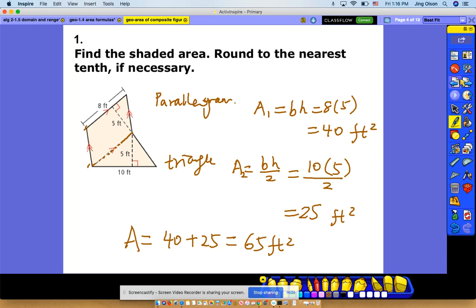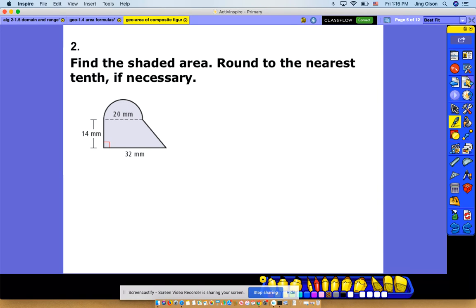Okay, 65 feet squared. Number 2, find the shaded area. The shaded area has 2 pieces. I'm going to draw a line down here. I have a semicircle on top, and the bottom shape is a trapezoid, right? If you want to make this into a rectangle and a triangle, that's fine. But I'm going to use as few shapes as possible. So just a semicircle, half a circle, and a trapezoid.